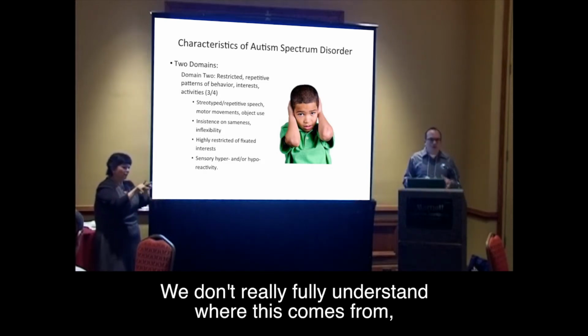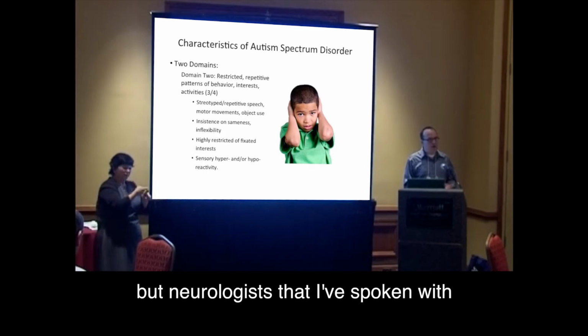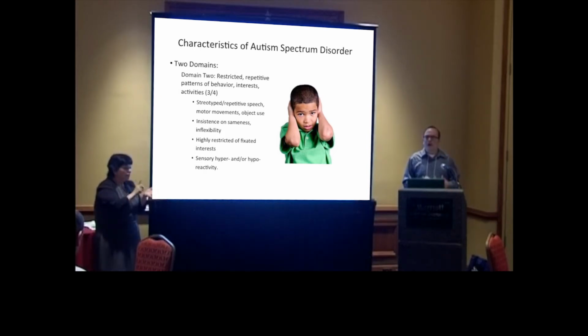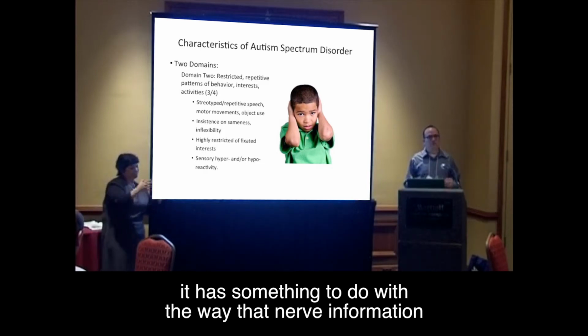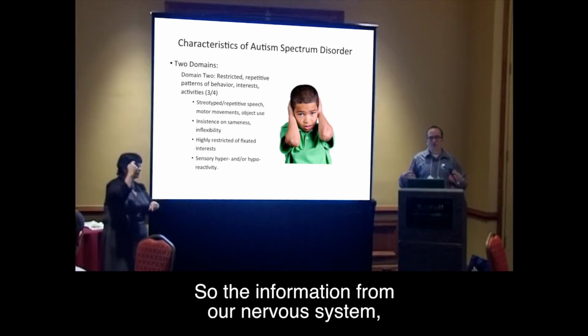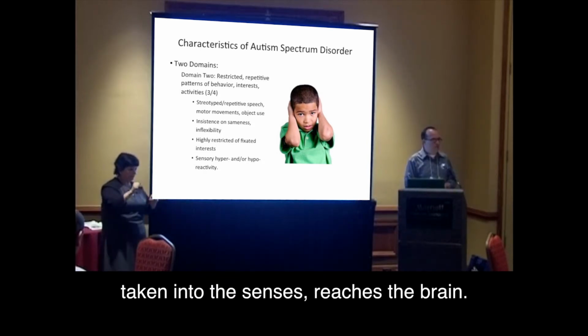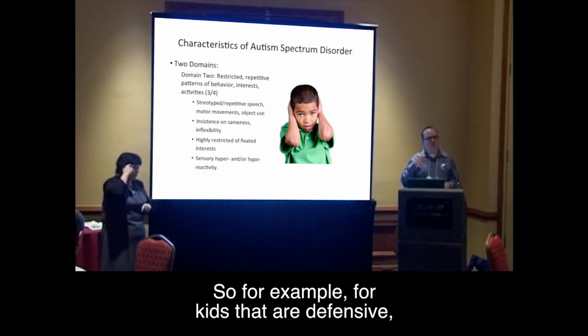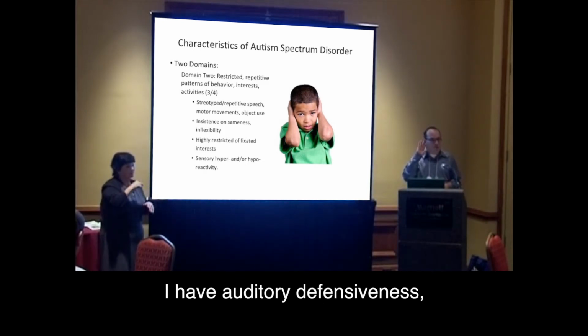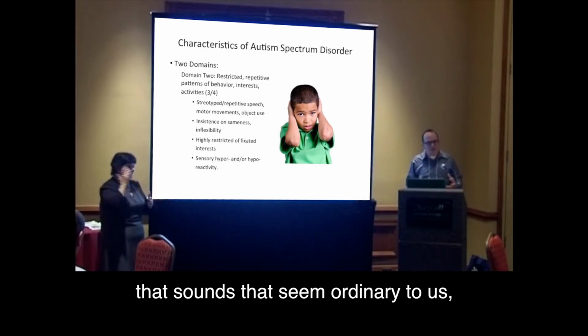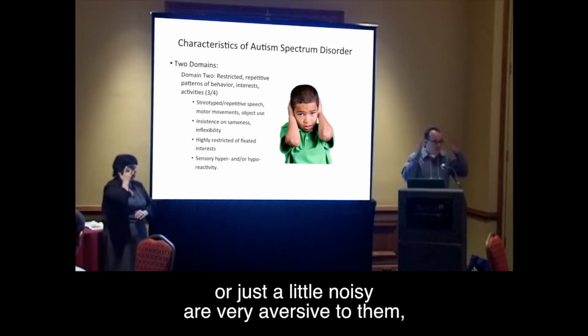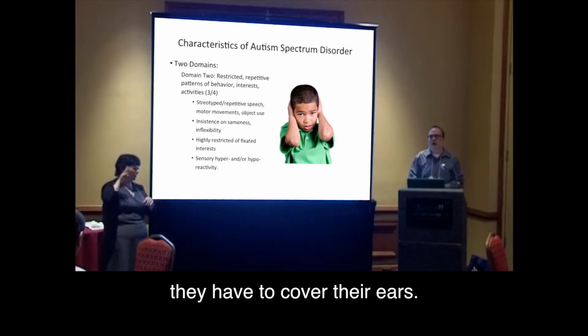We don't really fully understand where this comes from, but neurologists that I've spoken with say that the operating theory is that it has something to do with the way that nerve information reaches the brain. So the information from our nervous system, taken in through the senses, reaches the brain. For example, for kids that have auditory defensiveness, that have trouble with sound, which is very common in people on the spectrum, sounds that seem ordinary to us or just a little noisy are very aversive, and they have to cover their ears.